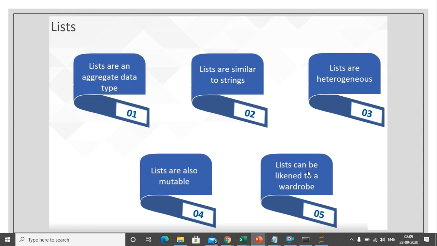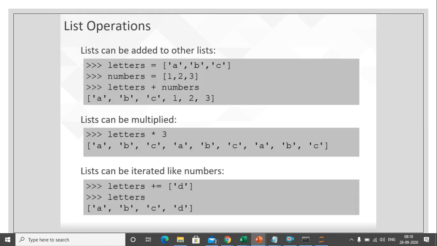Lists can be likened to a wardrobe or shelves where you have a section of blocks and you put things. In one block you put coffee mugs, in another block you put photo frames, and in another you put your marriage anniversary dates because you won't remember them. Okay, it was a joke. Don't take it seriously.